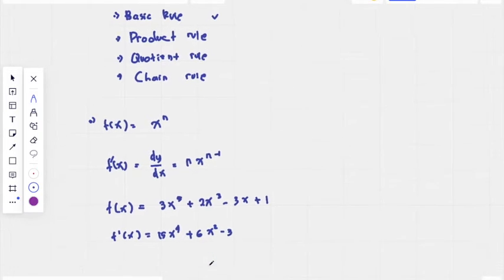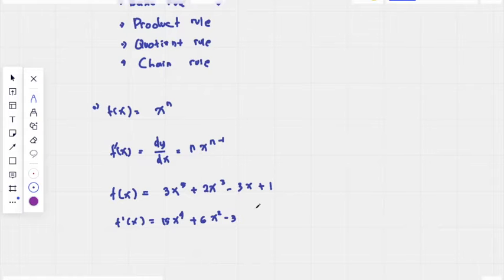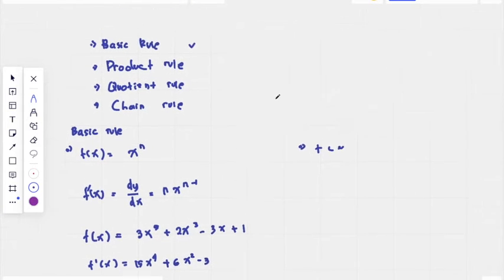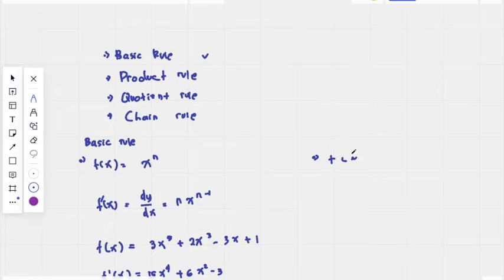So this is the first derivative of this function: f prime of x equals 15x to the power of 4 plus 6x squared minus 3. Okay, and next, the second one, this is the basic rule. And then the second one is the product rule.